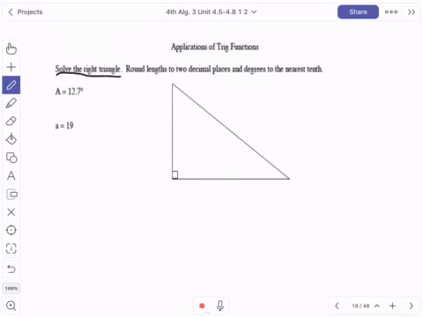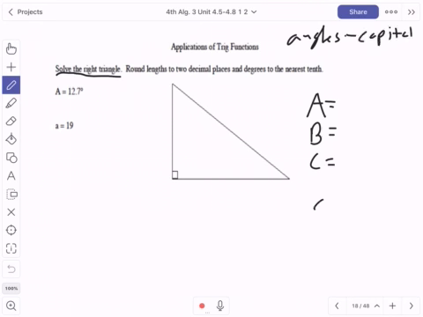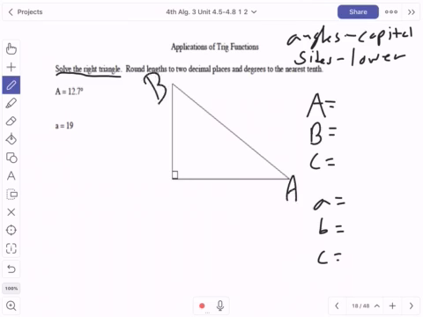So one part of 4.8 that we have to do is looking at a right triangle. We label triangles as usually ABC. It could really be any 3 letters. But the angles will always be capital. That's one thing to know for certain. Angles will always be capital, while the sides will always be lowercase. With that being said, we have the angles as capitals, the sides as lowercase. We're going to label this triangle ABC.